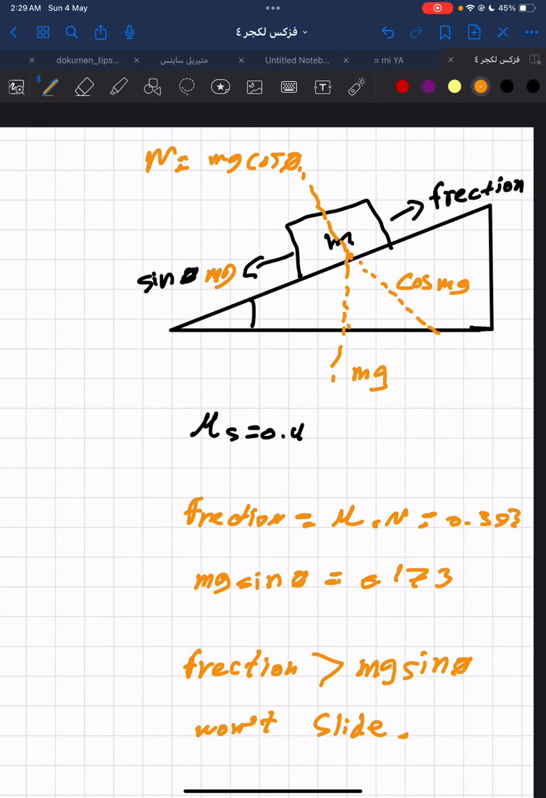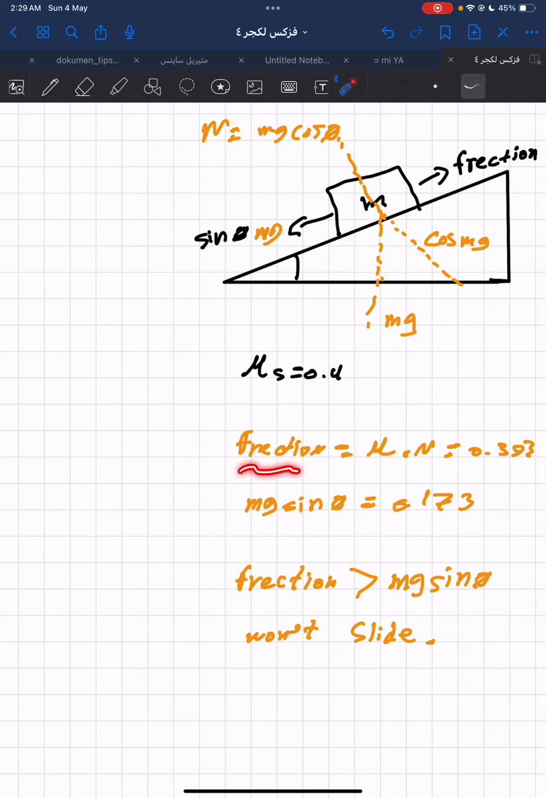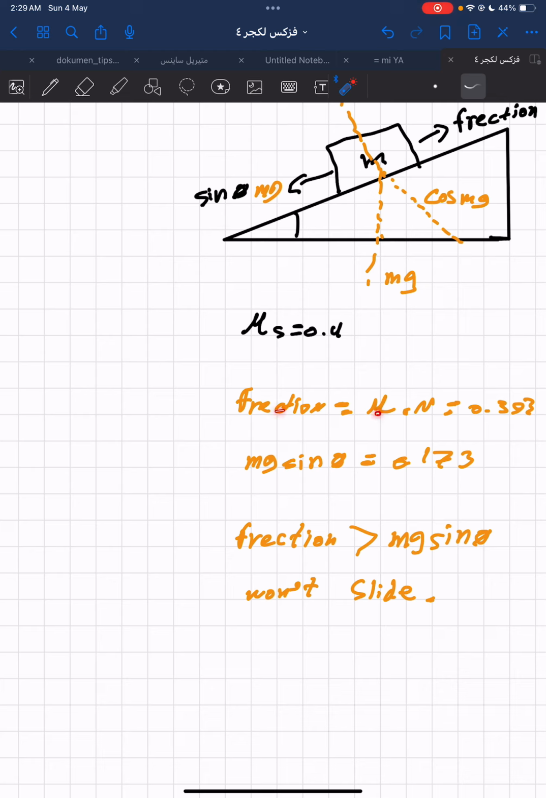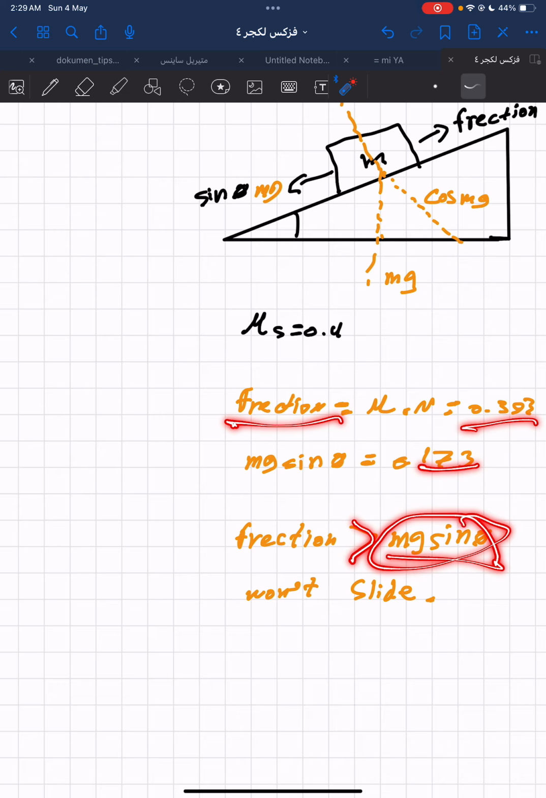So basically, we find the maximum friction, which is the mu multiplied by the normal force, and the normal force is mg cosine of theta. The normal force multiplied by the mu equals 0.393, and the mg sine theta is equal to 0.173.